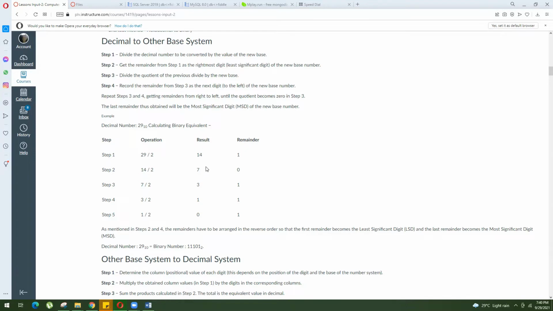Result 14 divided by 2 is 7, remainder 0. 7 divided by 2 is 3, remainder 1. 3 divided by 2 is 1, remainder 1. 1 divided by 2 is 0, remainder 1. So we now have 0 as our quotient. So this will become our most significant number, and this is our least significant number. So 29 base 10, or decimal 29, is equivalent to 11101 base 2, or binary 11101.